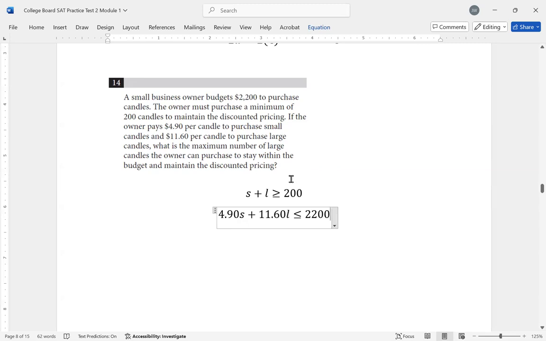Again, this one's a little bit tricky. We have to figure out a way to combine these two inequalities so that we figure out what the maximum number of large candles the owner can purchase to stay within the budget and maintain discounted pricing. So both of these have to be true. The owner has to stay within the budget, so this has to remain true, and has to keep the discounted price, so that one has to be true.